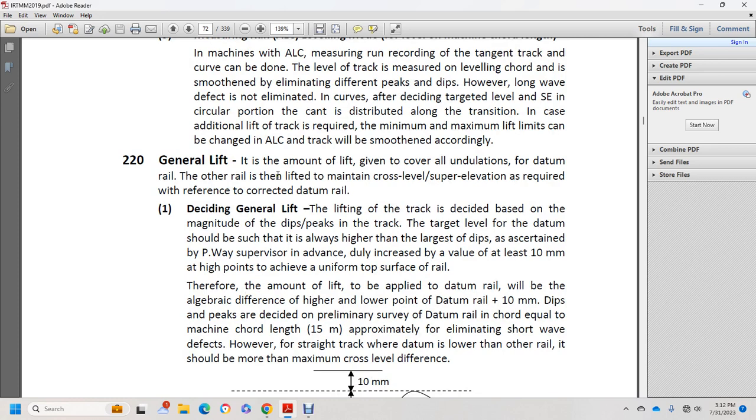Therefore, the amount of lift applied with the datum rail will be the algebraic difference of the higher and lower datum rail plus 10 millimeters, over dips and peaks, with the side preliminary surface of the datum rail with the chord equal to the maximum chord length of approximately 15 meters, eliminating short wave defects. For the straight track, where the datum is lower than the other rail, it should be more than one max cross level difference.